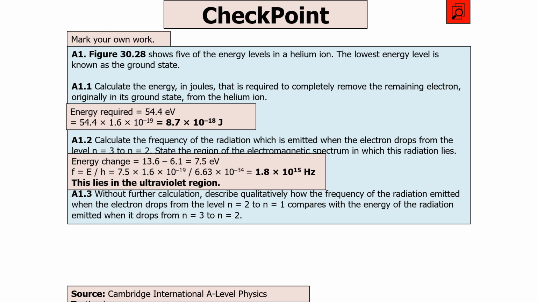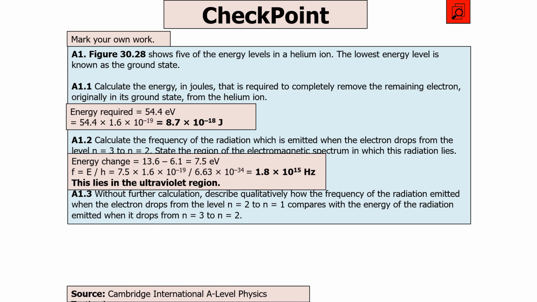You can then say f equals E over h, but remember that's only if E is in joules. So you convert the eV first into joules, divided by Planck's constant, and it's 1.8 times 10 to the 15 hertz, which you should know lies in the ultraviolet region.